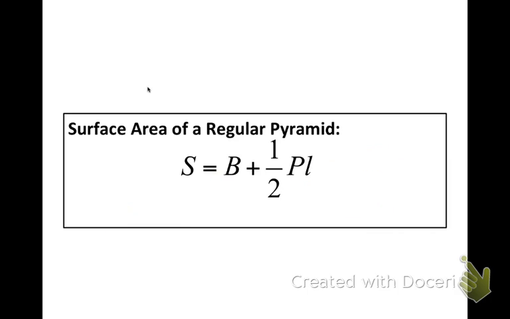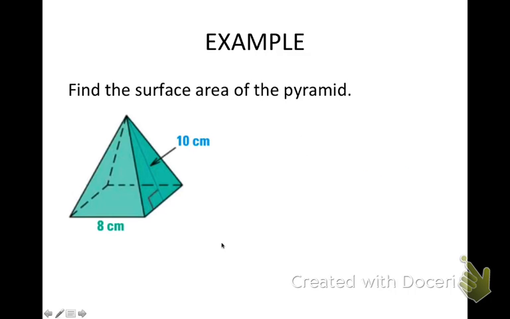All right, we're good? So let's look at this first example. Let's organize our thoughts. I need to find a B, I need to find a P, and I need to find the slant height. Let's start with the easy part. Are they giving me the slant height? Yes. What is it? 10. Good.